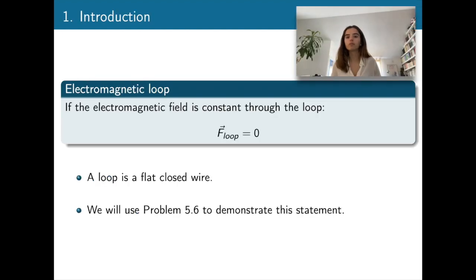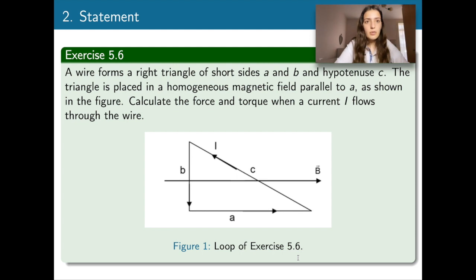Okay, so first of all, before starting with the resolution of this problem, we want to emphasize some things that will be important for this exercise. Regarding electromagnetic loops, if the electromagnetic field B is constant through the loop, the force exerted by the field on this loop will always be zero. Just remember that a loop is a plain closed wire, and as I've just said, we will use problem 5.6 to demonstrate this statement. We have the statement of our exercise.